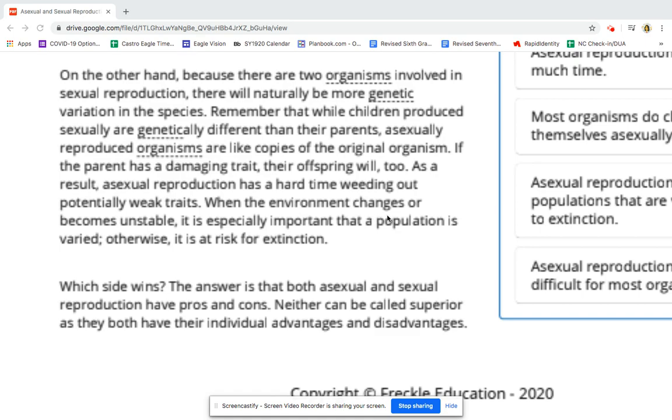When the environment changes or becomes unstable, it is especially important that the population is varied. Otherwise, it is at risk for extinction. Which side wins? The answer is that both asexual and sexual reproduction have pros and cons. Neither can be called superior, as they both have their individual advantages and disadvantages.